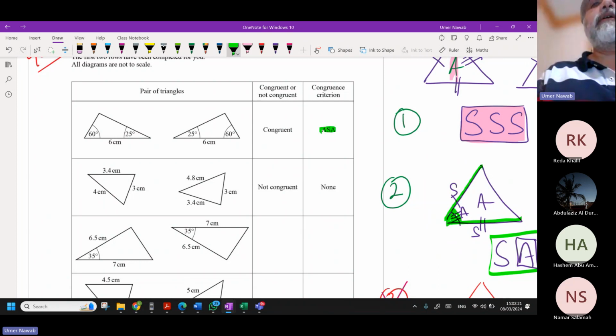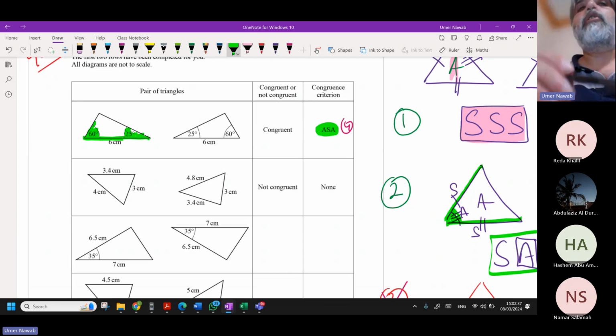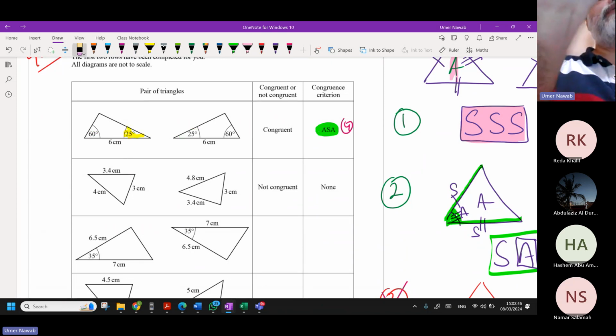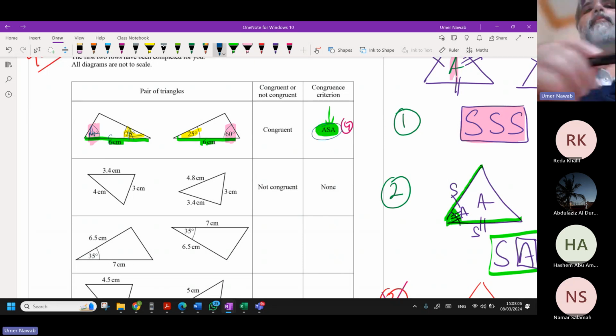Yes, this is another important property, which is the fourth property: sometimes the side is in between. You have an angle here, you have an angle here, and you have the included side. So angle, side, angle, this is the fourth property, which is also congruency. So angle 25 is congruent with 25. Yes, Mr. Omar, the angle is included. Then the side in between. And then after that, we have here 60 degrees. So angle, side, angle, this property, they are congruent.